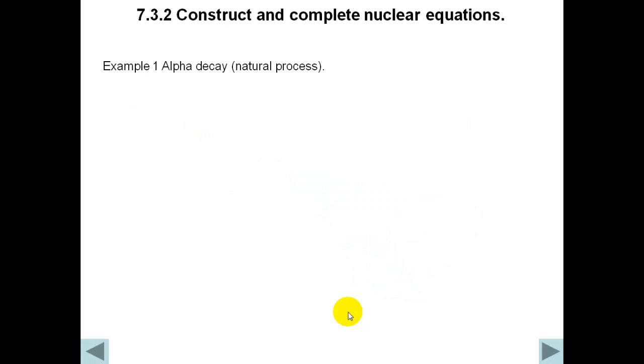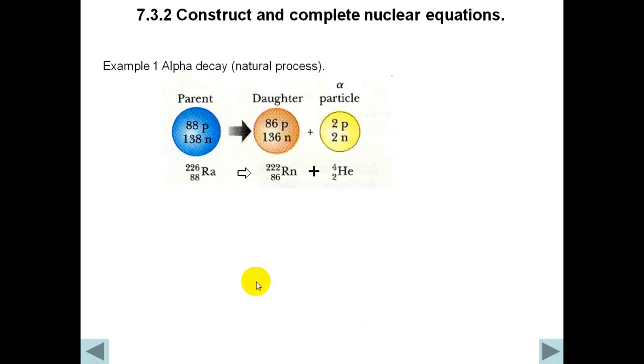We have to construct and complete nuclear equations, and this is one you know of already, alpha decay. We know that we have a parent nuclide isotope that decays into the daughter plus the particle, in this case the alpha particle. This we looked at in the last topic, so we need to write it this way, with the atomic mass reducing by 4, and then we have 4 here.